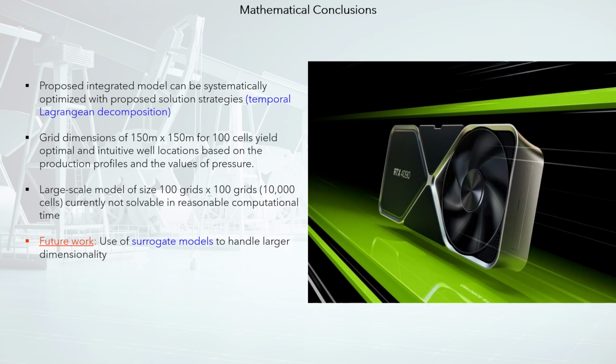In 2020, the mathematical conclusions were: the proposed integrated model can be systematically optimized with the proposed solution strategies, temporal Lagrangian decomposition. Grid dimensions of 150 meters by 150 meters for 100 cells yield optimal and intuitive well locations based on the production profiles and the values of pressure. Large-scale model of size 100 grids x 100 grids, 10,000 cells, currently not solvable in reasonable computational time. Future work: use of surrogate models to handle larger dimensionality.